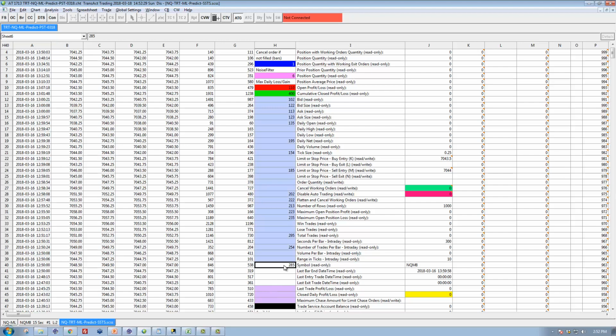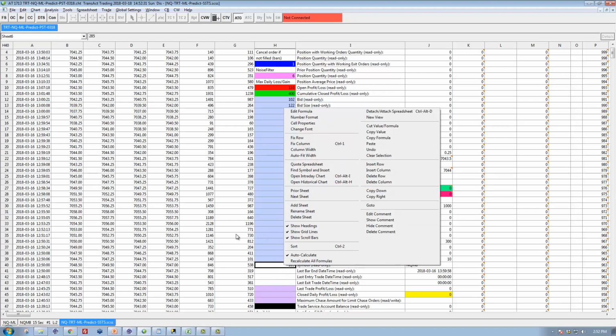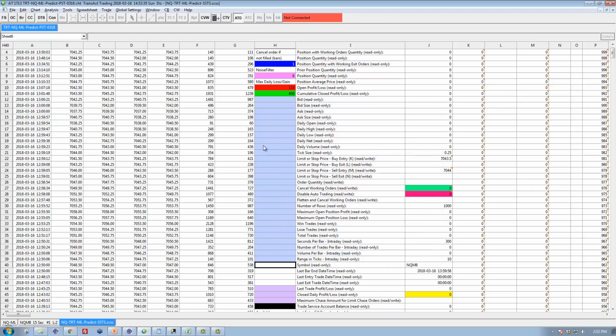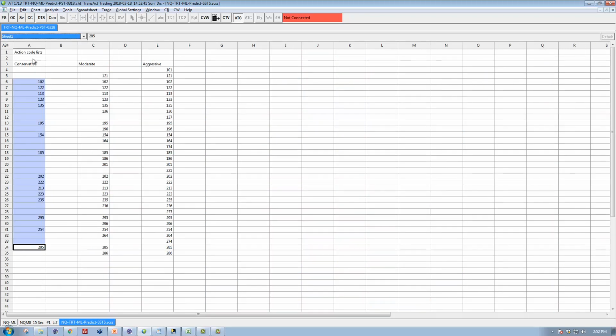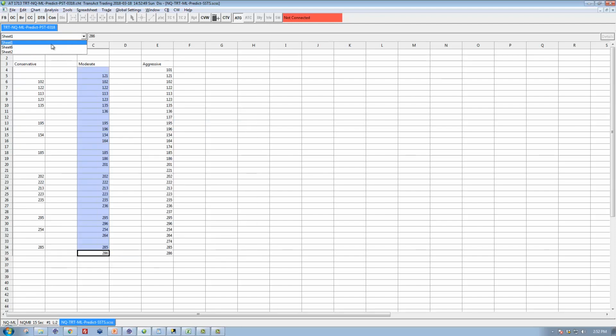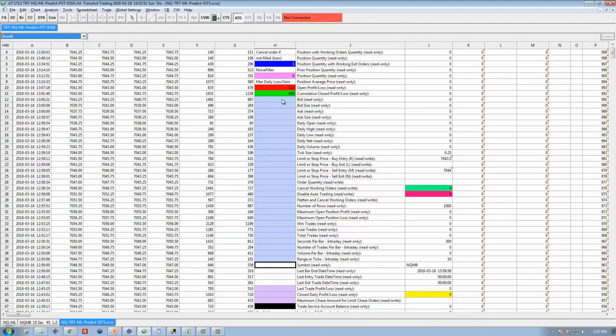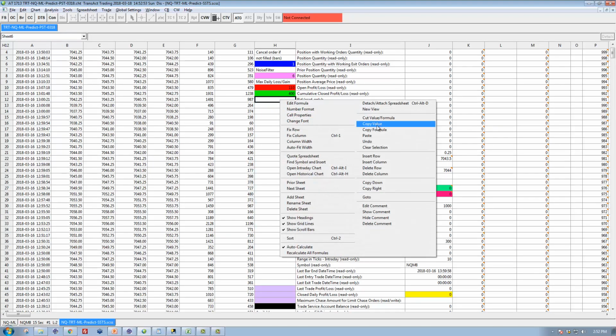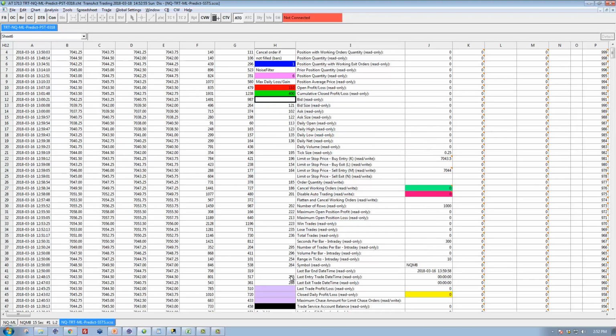So let me put it back the way that I want, because this is my actual production chart book here. We'll clear that selection, and we're going to come back to sheet 1, go to moderate, and copy these. And we'll go back to sheet 6, and I'm going to paste those in. And now I'm ready to go for the next trading day.